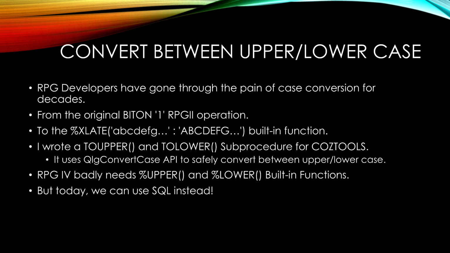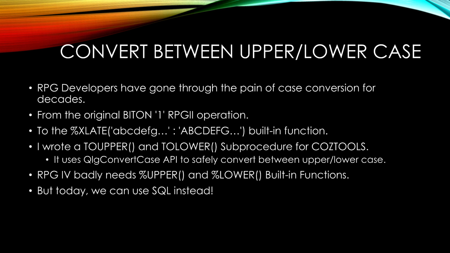About 20 years ago, I wrote ToUpper and ToLower sub-procedures in Cozzi Tools that use the QLGCNVCS convert case API, which is a CCSID safe way to convert between upper and lower case. About 5 years ago, I published the code for that in another article. Today, RPG sorely needs %UPPER and %LOWER built-in functions to be added to the language. There's an RFE out there for it now. Let's see if they do it.